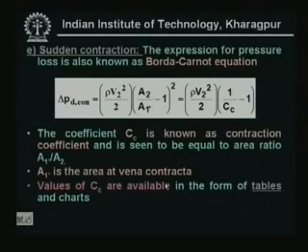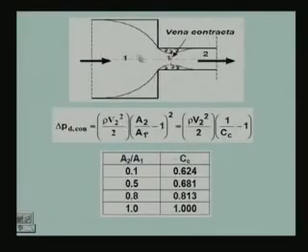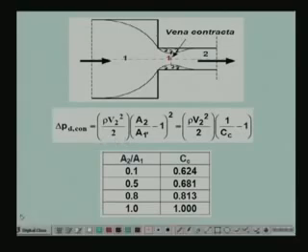As I said, the coefficient C subscript C is known as the contraction coefficient, and it is equal to the area ratio A1 dash by A2, where A1 dash is the area at the vena contracta. Values of the contraction coefficient are available in the form of tables and charts. So, let me show a typical table. Again, this is the geometry, and this is the expression for finding the dynamic pressure drop, and if you know the contraction coefficient, then you can find the dynamic pressure drop, because normally we know the velocity from the flow rates and the dimensions of the duct.